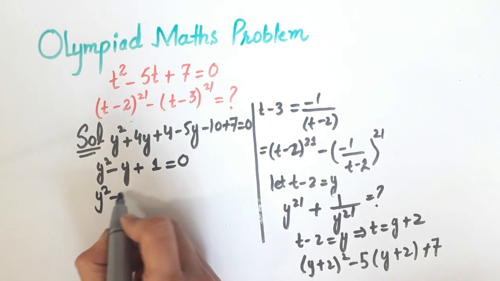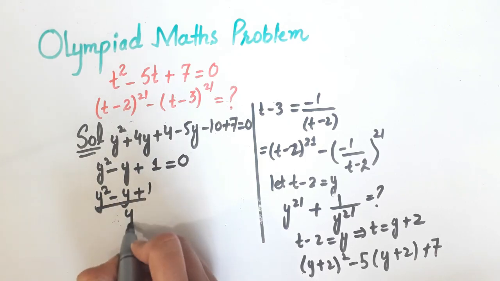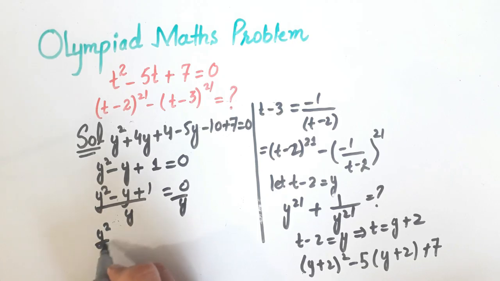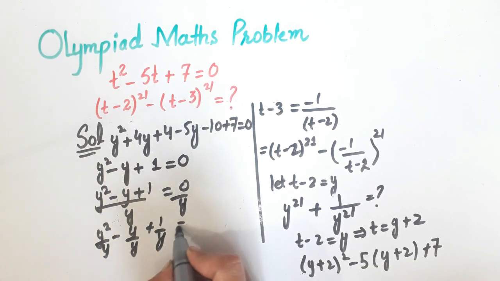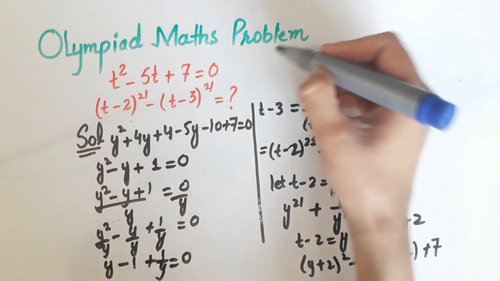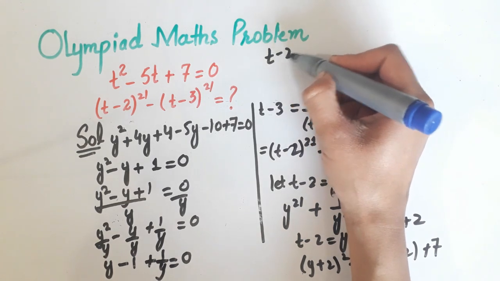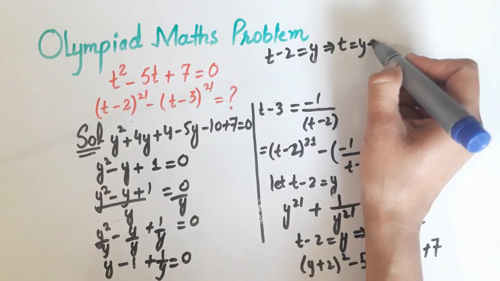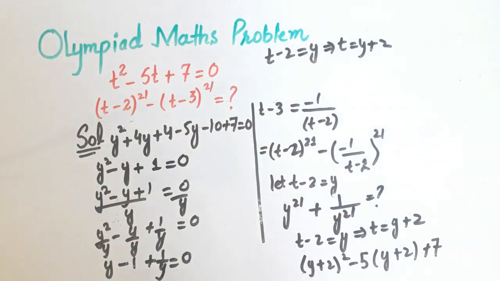So we get (y square minus y plus 1) divided by y, also 0 by y. So this will become y square by y minus y by y plus 1 by y equals 0. So our equation will be y minus 1 plus 1 by y equals 0. Write the value of t here: t minus 2 is y, and t is y plus 2. So we have to solve this equation.